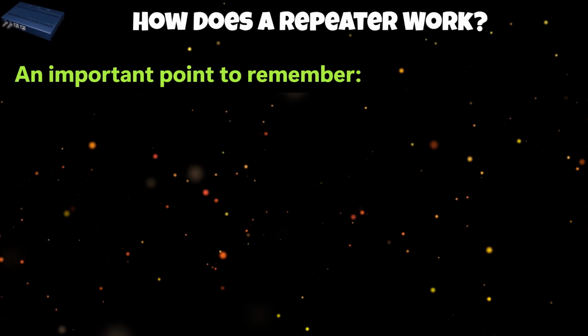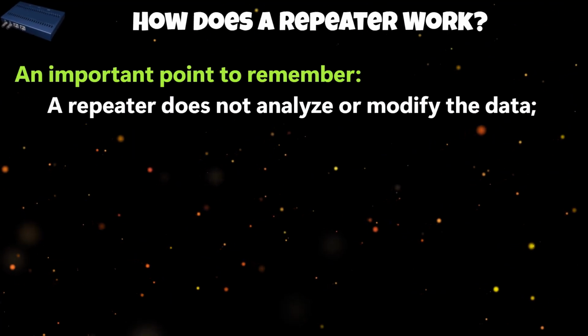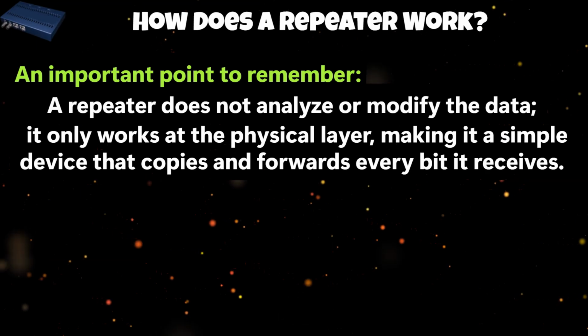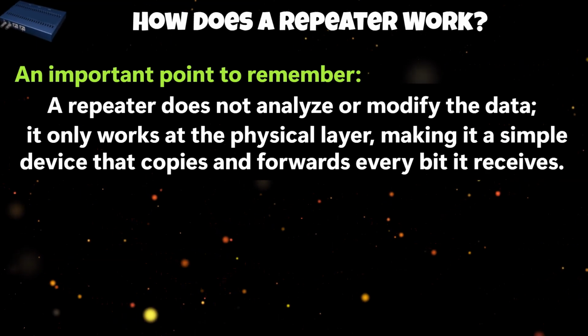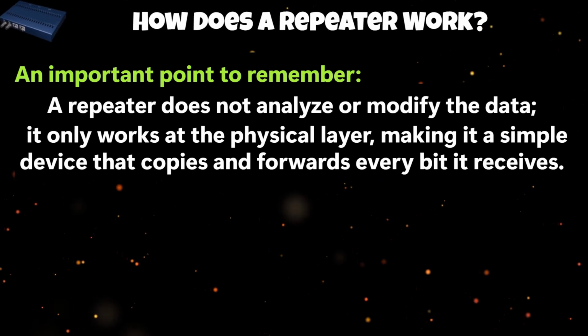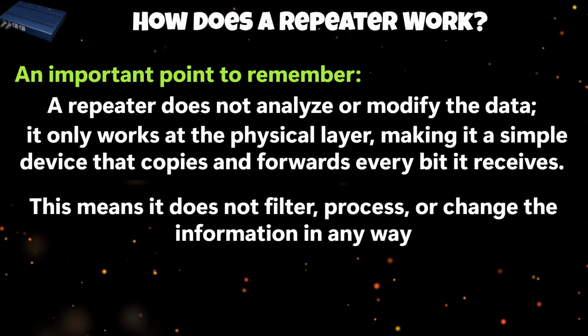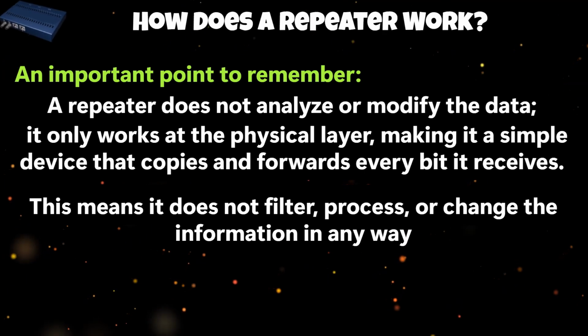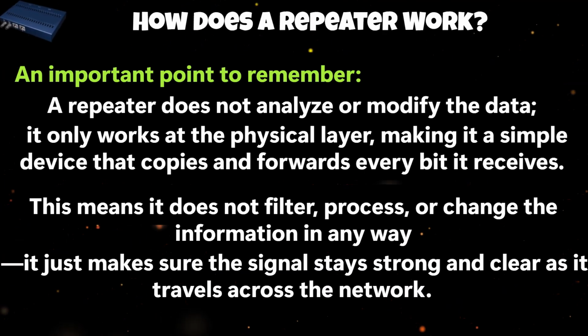An important point to remember, a repeater does not analyze or modify the data, it only works at the physical layer, making it a simple device that copies and forwards every bit it receives. This means it does not filter, process, or change the information in any way, it just makes sure the signal stays strong and clear as it travels across the network.